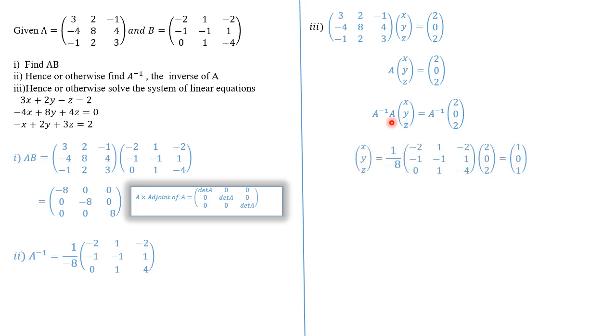So now x, y, z is equal to 1 over minus 8 times this one, which is the inverse of A, times 2, 0, 1. This will give us 1, 0, 1 here. So you can now see x is equal to 1, y is equal to 1, and z is equal to 1. So these are the solutions for this system of linear equations that we have here. All right, so let's go to the next example.